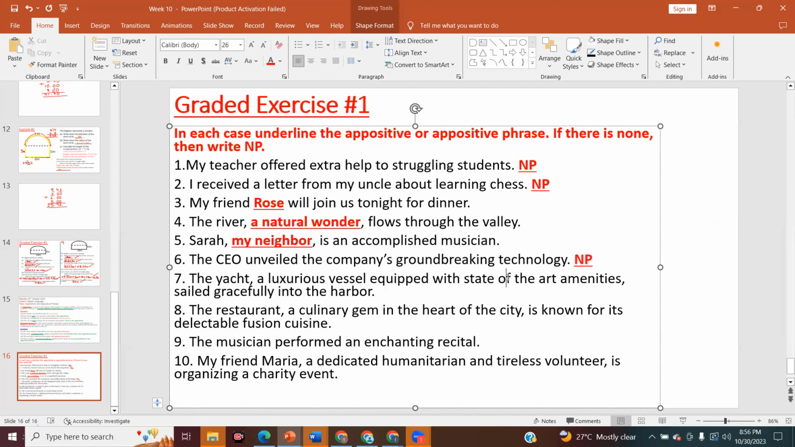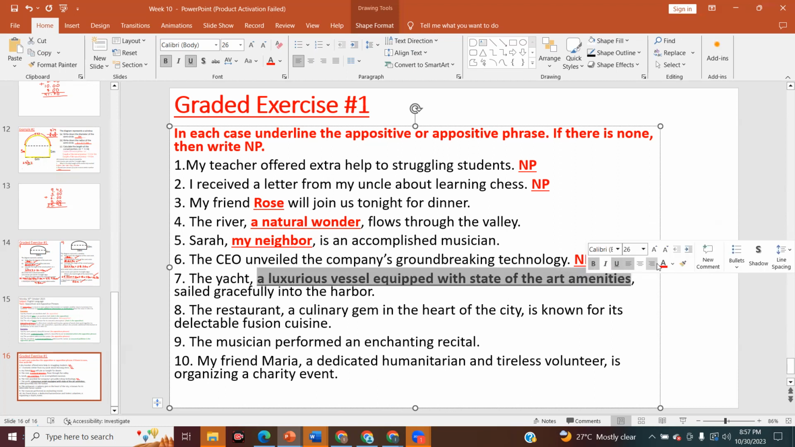Number 7: The yacht, a luxurious vessel equipped with state-of-the-art amenities, sailed gracefully into the harbor. I underlined a luxurious vessel equipped with state-of-the-art. Very good. The whole part, a luxurious vessel equipped with state-of-the-art amenities, is a positive phrase. I got that. Very good. Anyone else get number 7? I got it. Okay, good.